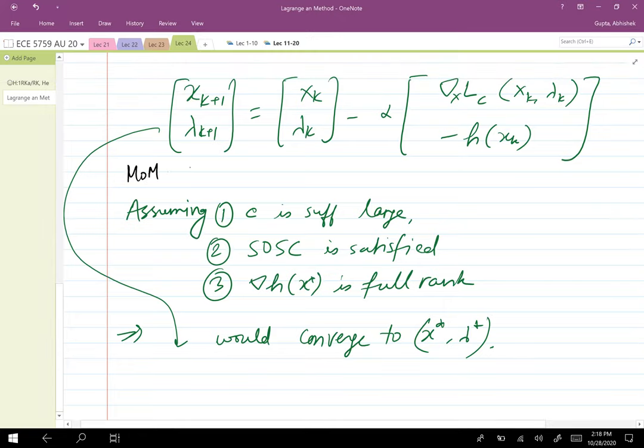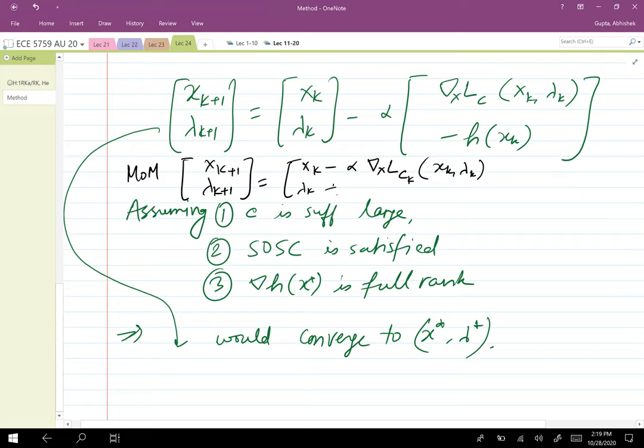So this is the method of multipliers. We have x_{k+1}, lambda_{k+1} equals x_k, lambda_k minus alpha times the gradient of L_{c_k}(x_k, lambda_k), and this was c_k h(x_k). This was the method of multipliers. So this alpha_k, no, actually you were supposed to do the minimum here. Okay, let me write. Of course, the minimum will happen through a gradient descent approach.